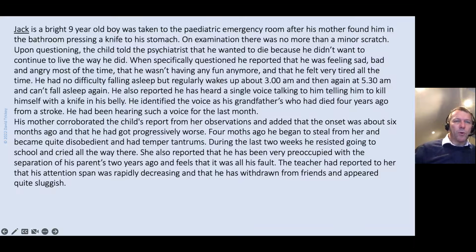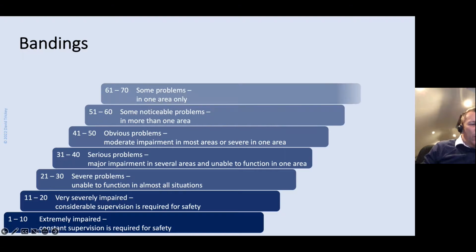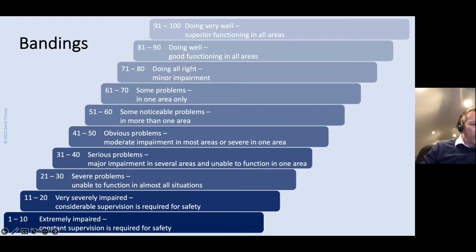Jack, and again, just feel free to pause the video and read the vignette for Jack. And then we do exactly the same thing. Once you're familiar with some of his background and some of the difficulties that he's having, you start with those bandings and work your way down until it feels like it's too low. When you get down to the 21 to 30, severe problems, unable to function in almost all situations, well, Jack is getting to school, albeit with some difficulties. So I'm not quite sure he's in there. So I might go up one to 31 to 40.